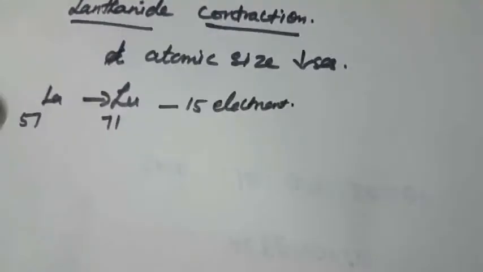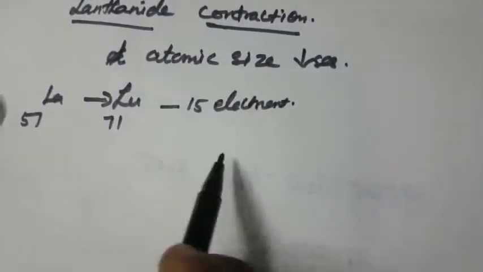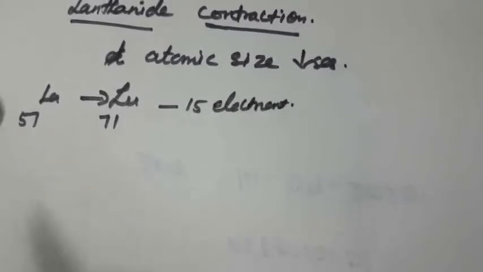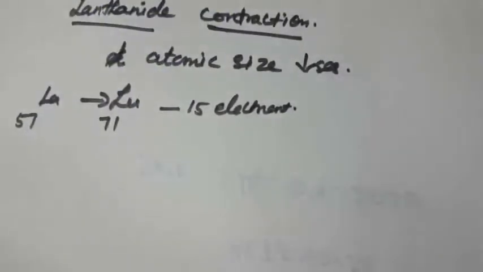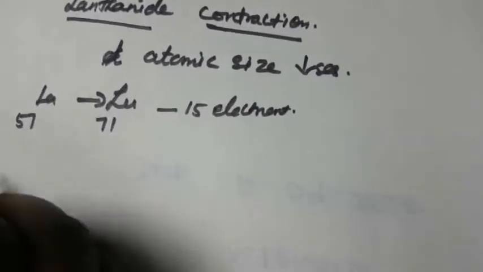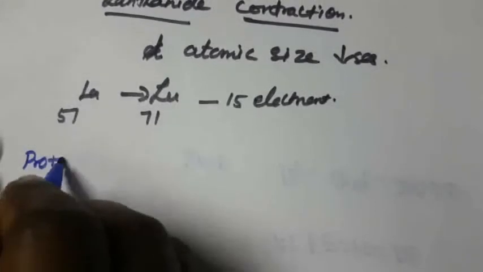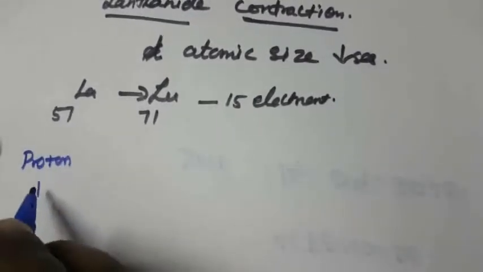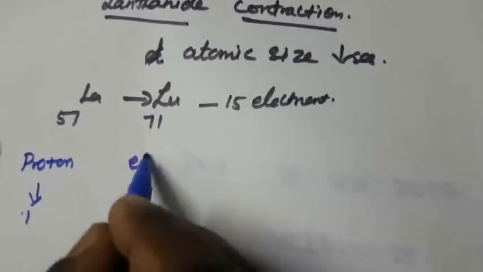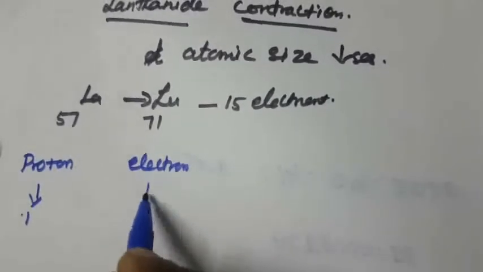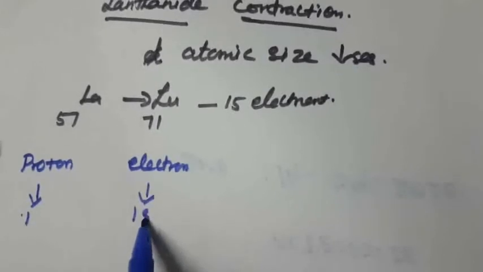So from left to right in the periodic table, the atomic number increases one by one. We already know that the atomic number increases one by one. How does it increase? Suppose the proton number increases by one, then automatically the number of electrons also increases.